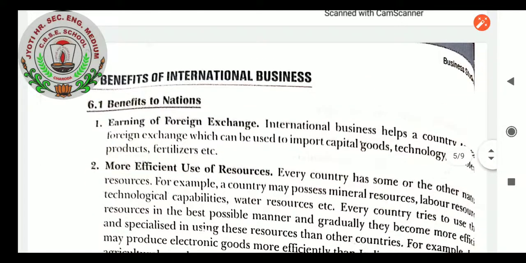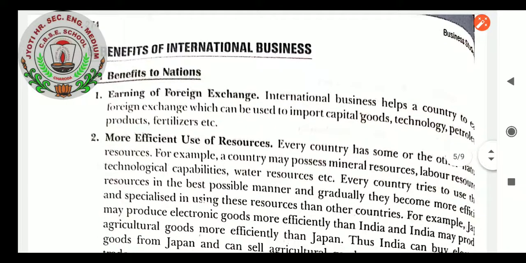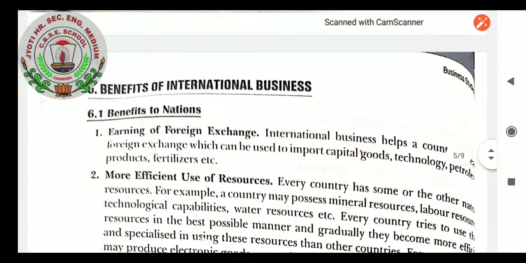Benefits of international business are as follows, students. As we learned, benefits to nations. Earning of foreign exchange can be done, as foreign exchange plays a very important role in the development of our country. As more and more foreign currency reserves will be there, we will be having more income. So that is the benefit to nation.